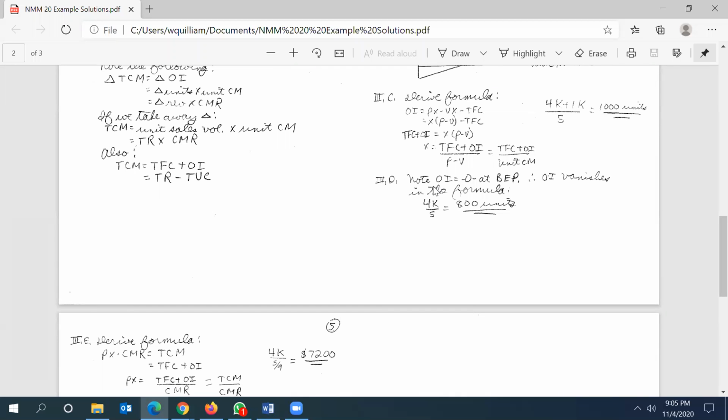again, we note that operating income equals 0 at the break-even point. Therefore, operating income just vanishes in the formula. So we take total fixed of 4,000 divided by $5, giving us 800 units. And if you set up a little pro forma income statement for 800 units, I said 8,000 a moment ago, 800, pardon me, you would find, sure enough, that you're at the break-even point. So your profit would be 0. Okay.